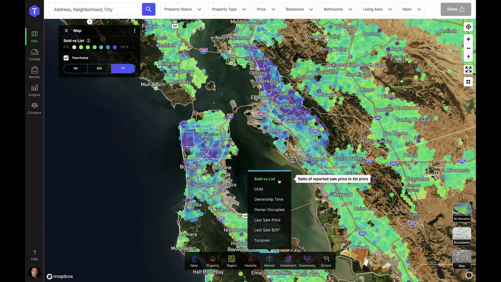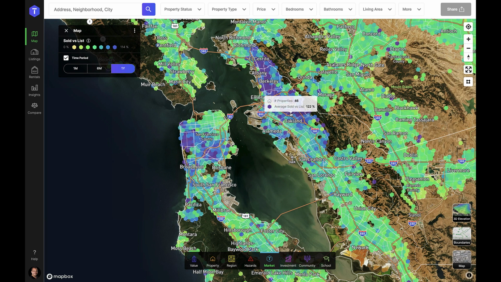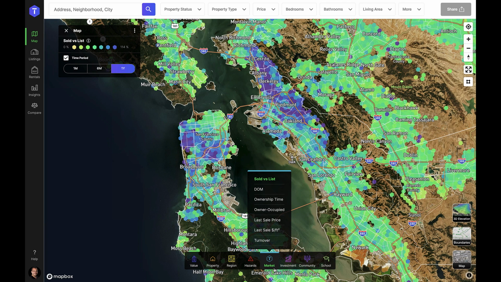In this video, we're going to discuss the Market Analytics Map Layers category. This layer helps you become familiar with the market dynamics of any region. Our sold versus list layer helps you understand in which areas the homes sell for over the asking price, ones that sell for right around the asking list price, and locations that sell under.